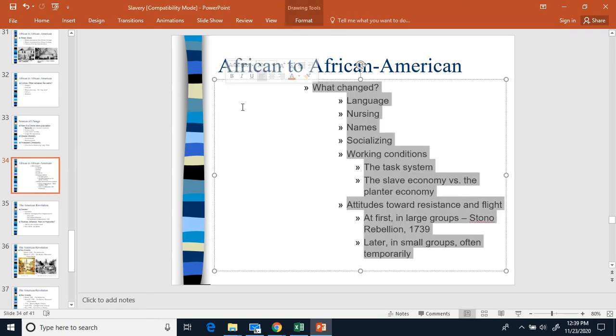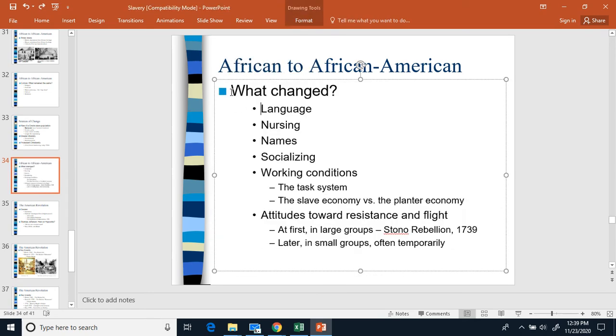New bullet, what changed? So obviously a couple things changed when the Africans came over to the Americas. You know, you went from having a free working society into a slave working society. So obviously several things changed.